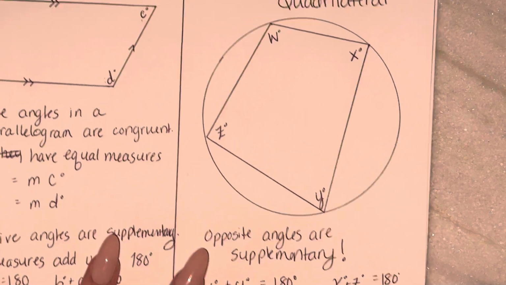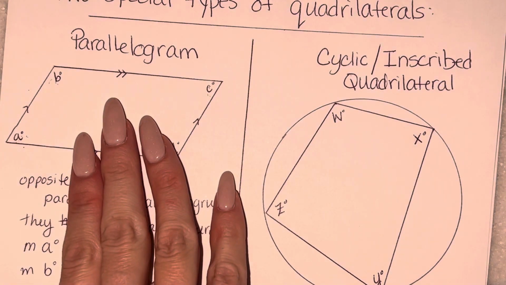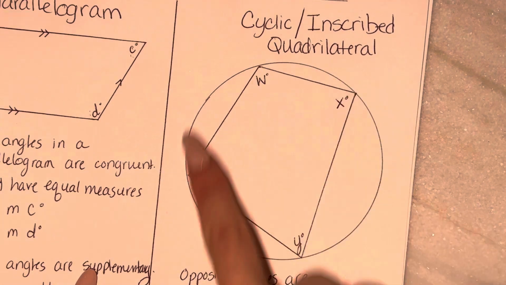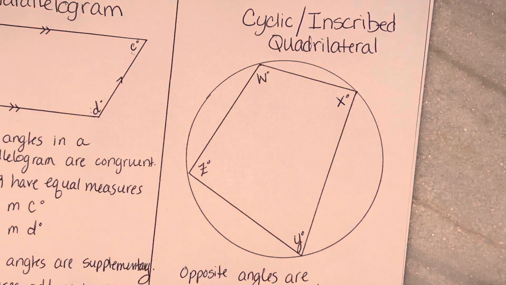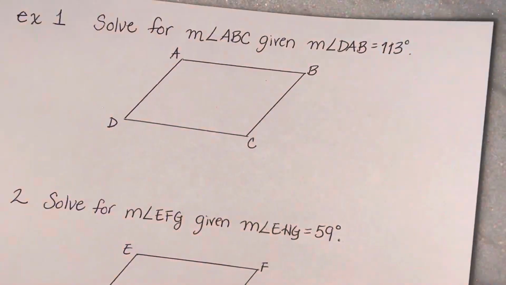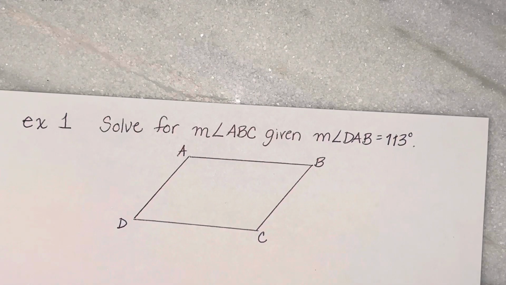So what you're going to have to do when you're doing a problem is decide, is it a parallelogram or is it one of these quadrilaterals that's inside of a circle? And there's going to be two different ways to solve those problems. So I have 3 examples that we'll go over, and then you should be ready to solve some problems. So let's start off here.